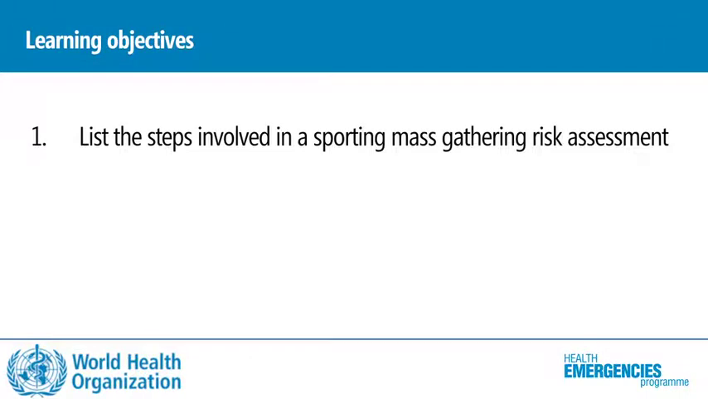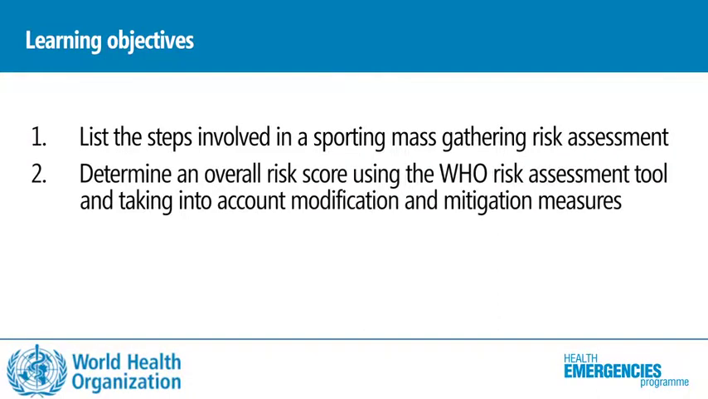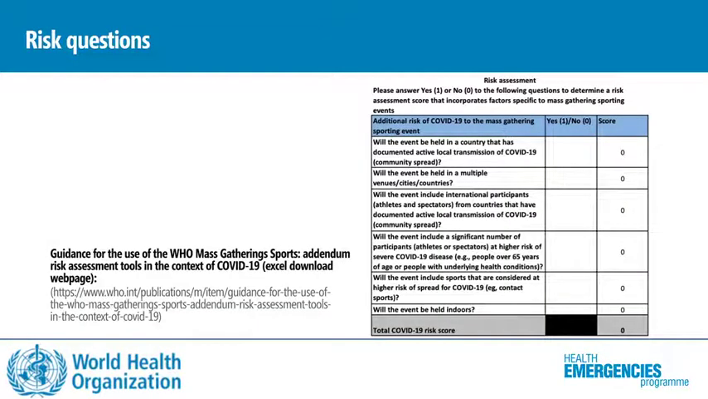At the end of this module, you will be able to list the steps involved in the sporting mass gathering risk assessment and determine an overall risk score using the WHO risk assessment tool we will be describing, that is the sporting risk assessment, taking into account modification and mitigation measures that can be implemented to reduce the risk. Let's break these parts of the tool down further.